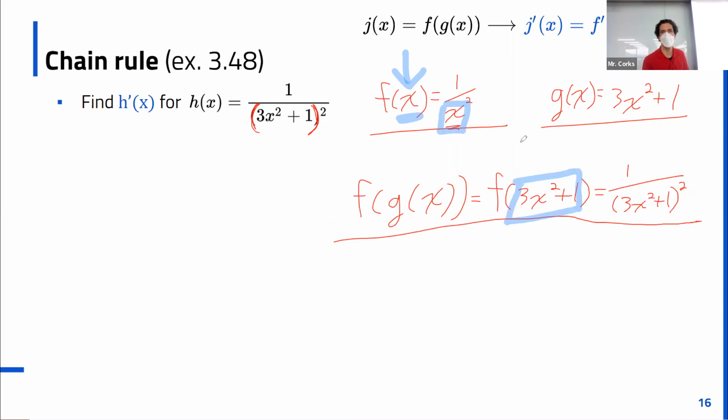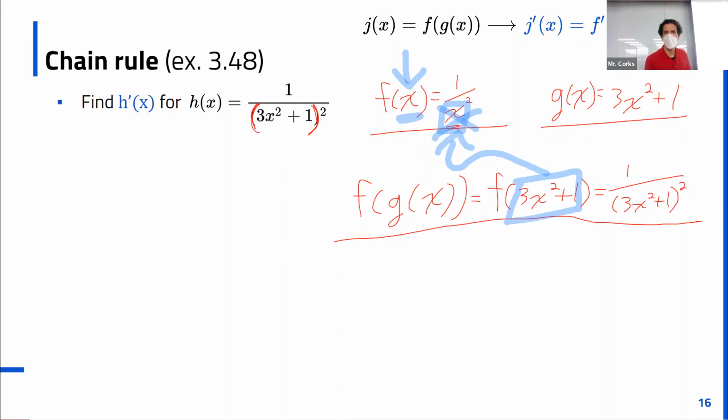So 1 over x squared, but instead of x, we get rid of that and we put this in there. It's a little confusing because we're using x in each place, and the different x's have different meanings depending on what the functions are. That's the more confusing part. But we're just taking one thing and putting it inside the other one. So this is just how function notation works.